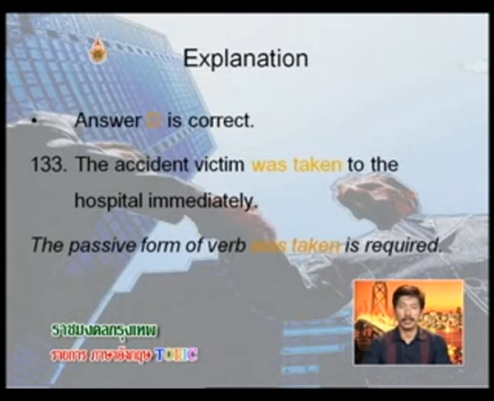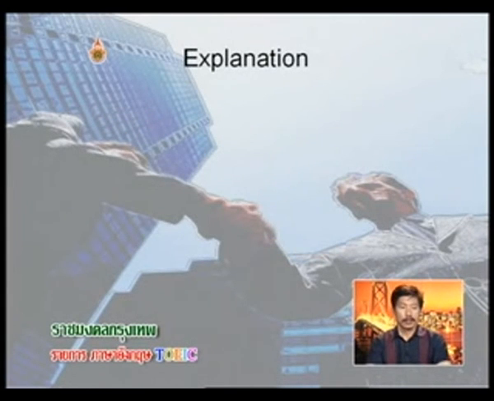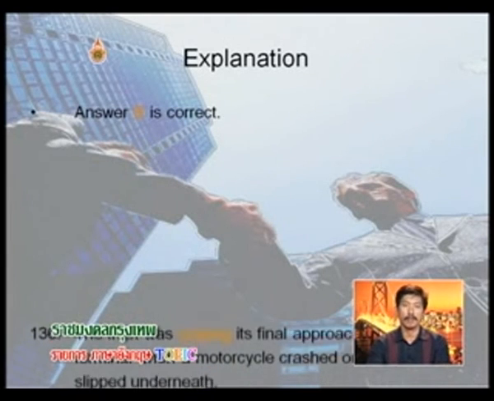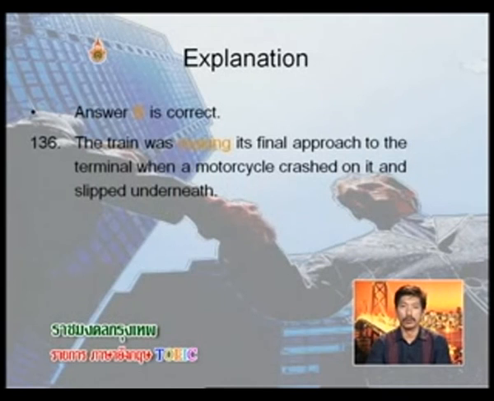Now the answer for the last sample test item is choice B. The sentence must read: the train was making its final approach to the terminal when a motorcycle crashed on it and slipped underneath. This sentence tries to explain the moving of the train. Now, the moving is progressing, so a progressive form of verb is needed.